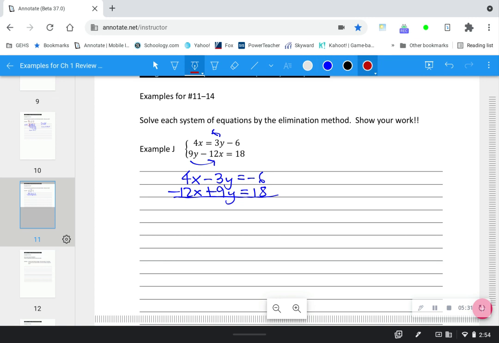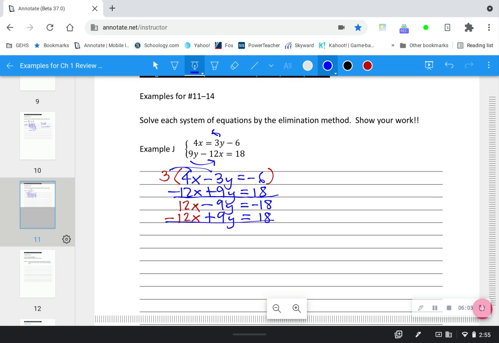So my goal here is to get a 12x, and I can leave the bottom one just like it is, since we have a negative 12x there already. So we're going to multiply this top line by 3. That'll give us what we want right here. And then when you distribute further, you get minus 9y, and on the other side, negative 18. Now I'm going to copy the next line since it's good to go.